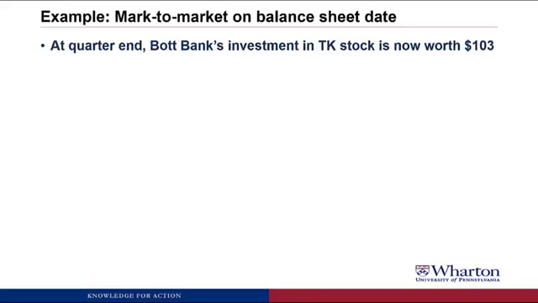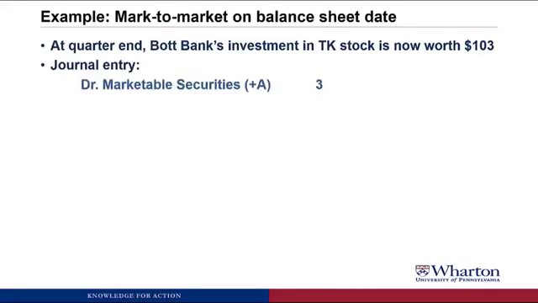So at quarter end, Bot Bank's investment in TK stock is now worth $103. So we bought it at $100. Now it's $103, so it's gone up in value by $3. So what we do is, first of all, in the journal entry, we debit marketable securities by 3 to increase the balance in that account from 100 to 103, which is the current market value.